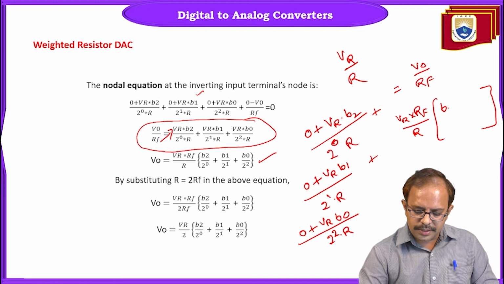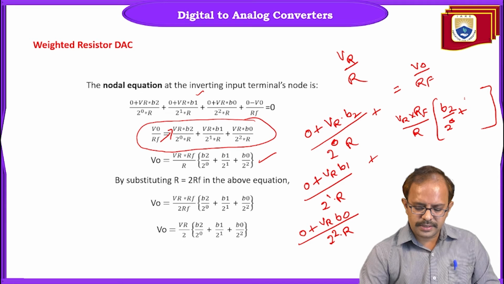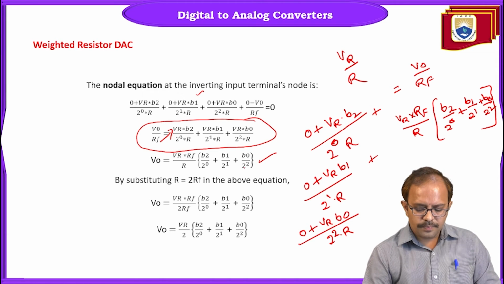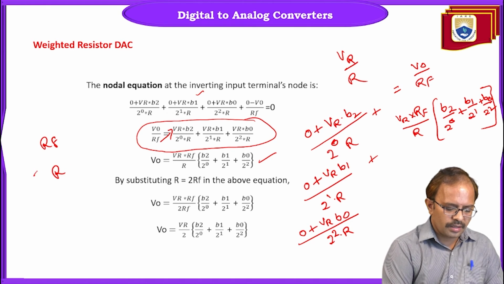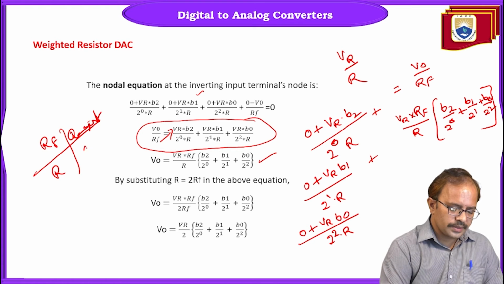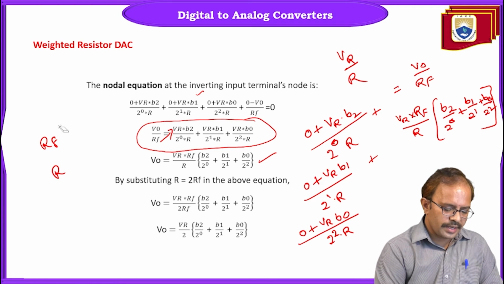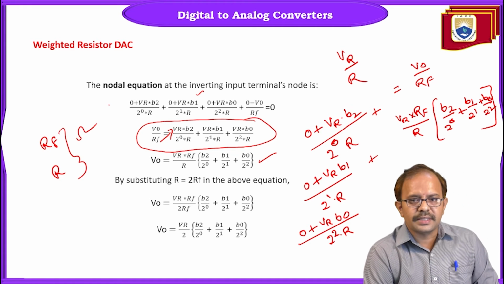The three terms left over are B2 by 2 power 0 plus B1 by 2 power 1 plus B0 by 2 power 2. So this is what we have. Now, what is the nature of RF and R? Both represent resistance. Both are resistors with some ohms of resistance.